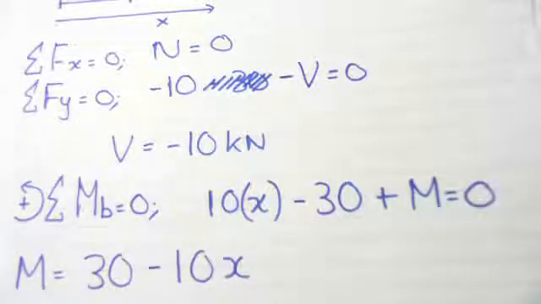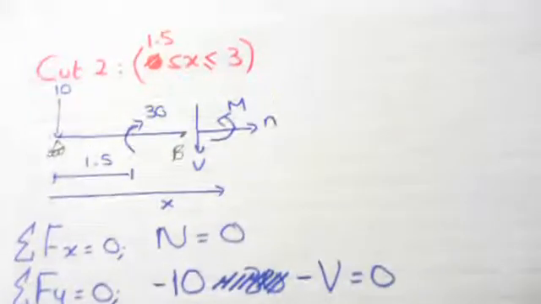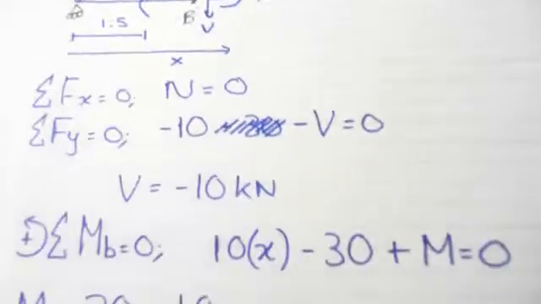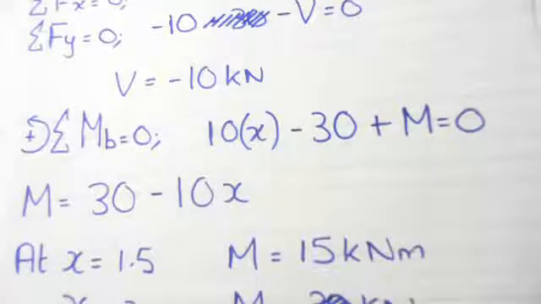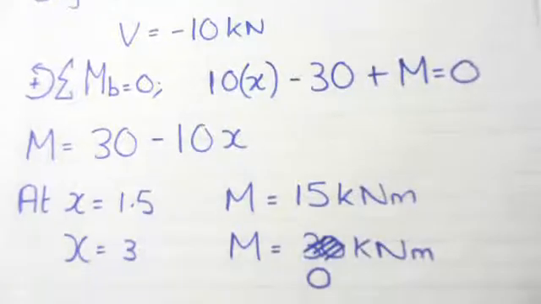Okay, now since it's a polynomial of degree 1, it's a linear distribution, so we need to substitute the extremities to work out the magnitudes of the moments at different locations. So once again, our extremities are 1.5 out to 3. So when x is equal to 1.5, moment is equal to 15 kilonewton meters, and when x is equal to 3, M is equal to 0 kilonewton meters. Okay, as you can see over here. So that's our second cut.